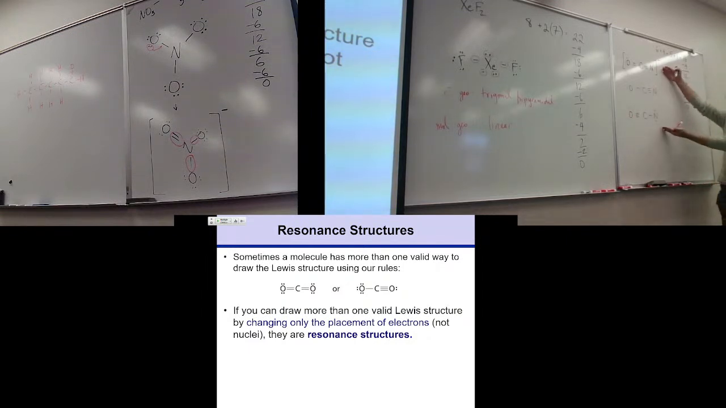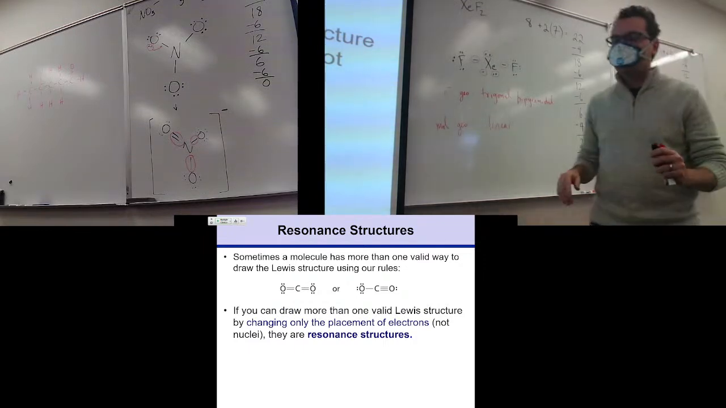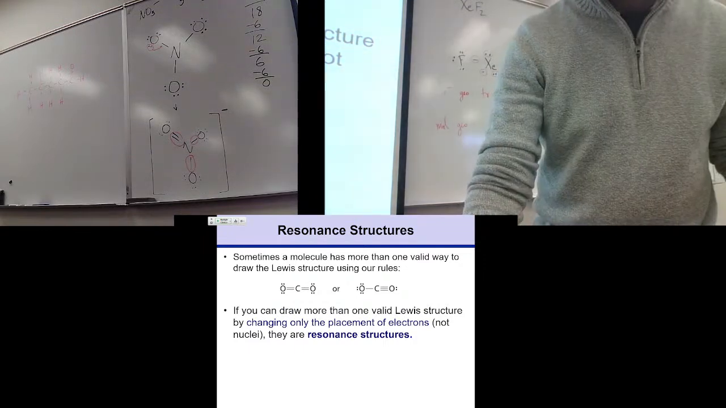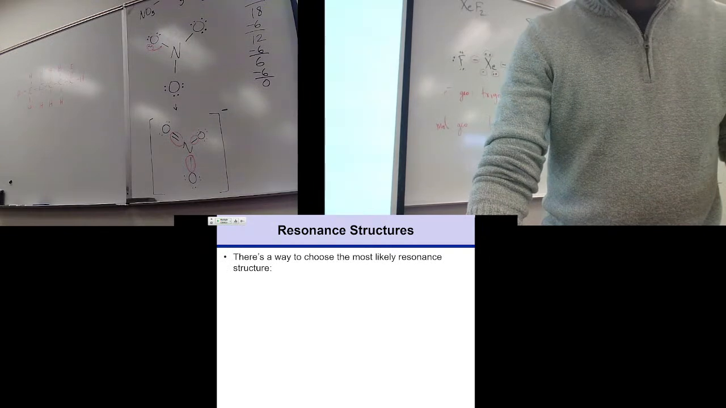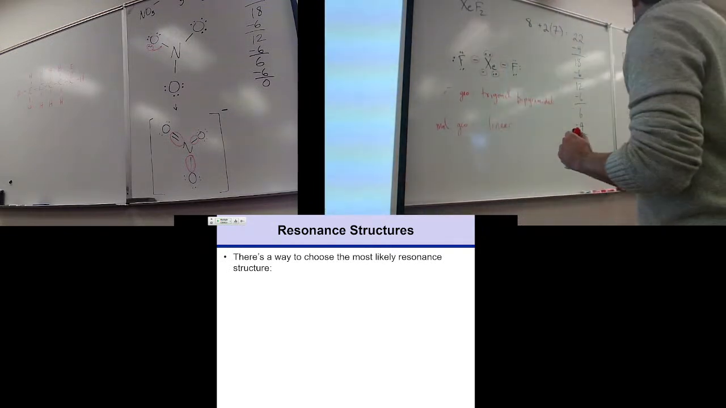These are a set of resonance structures because they are acquired by only moving electrons. We're not moving atoms around. If you move the carbon here and the nitrogen here, that's not a resonance structure. That's a completely different molecule. So the atom placements have to stay the same. The only thing that can change is where the electrons are. So how do we know which is correct?